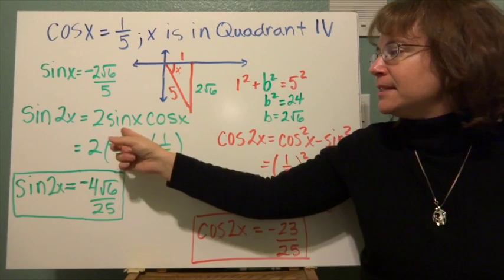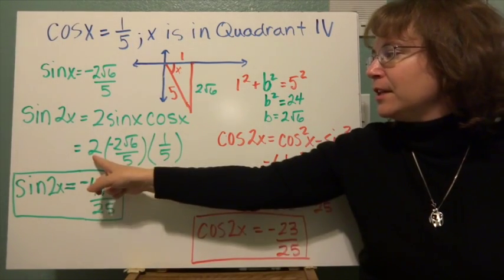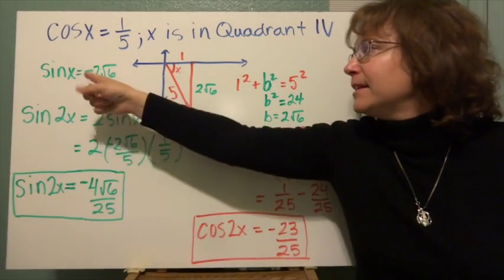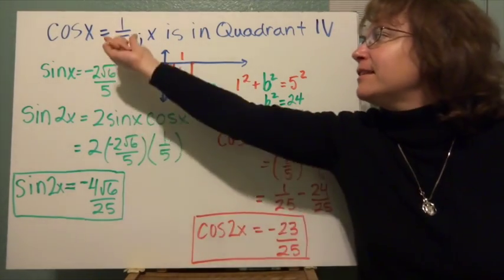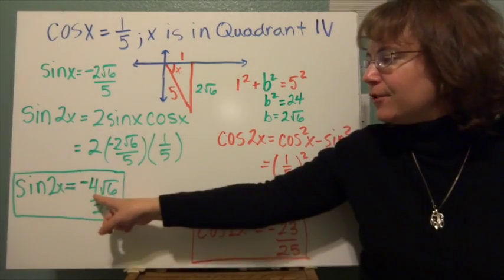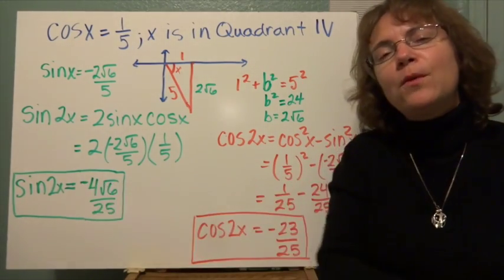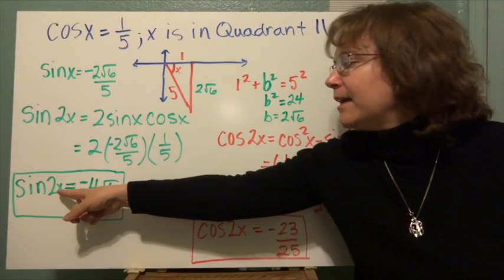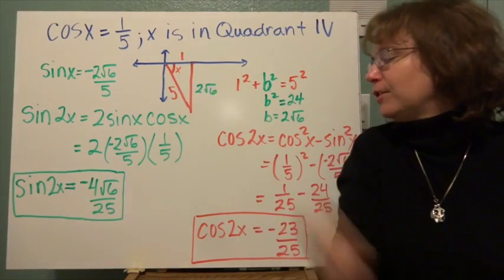So if I look at twice this angle, I have 2 times the sine of x times the cosine of x. 2 times negative 2 root 6 over 5, that's my sine of x, times 1/5, that's from my cosine of x. Multiply those all together, and I get another negative value, negative 4 root 6 over 25. And that's my sine of 2 times this original angle.